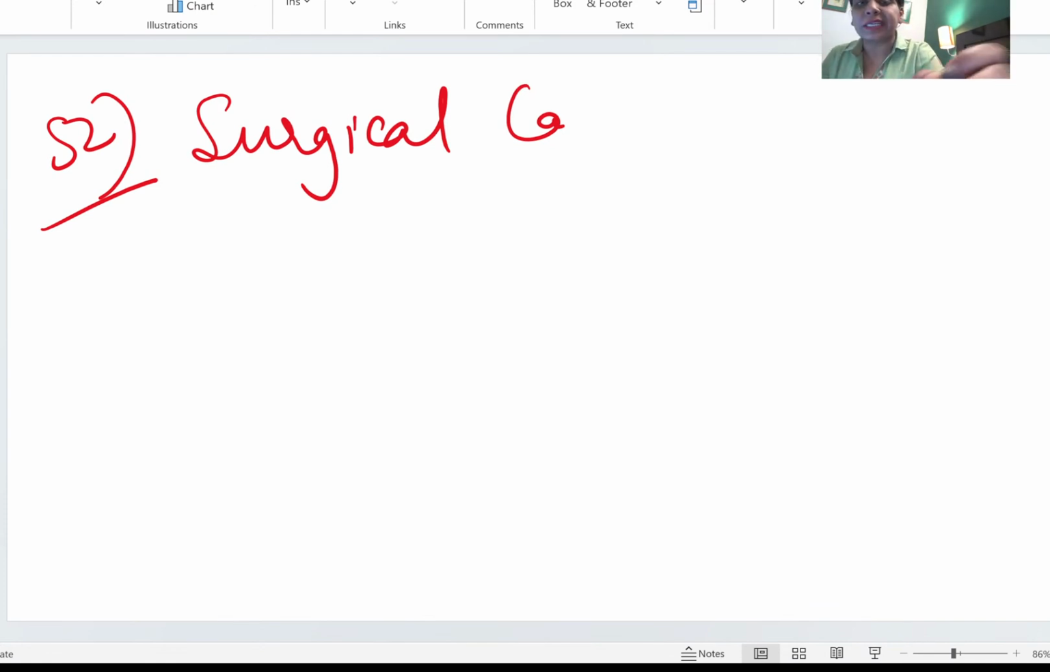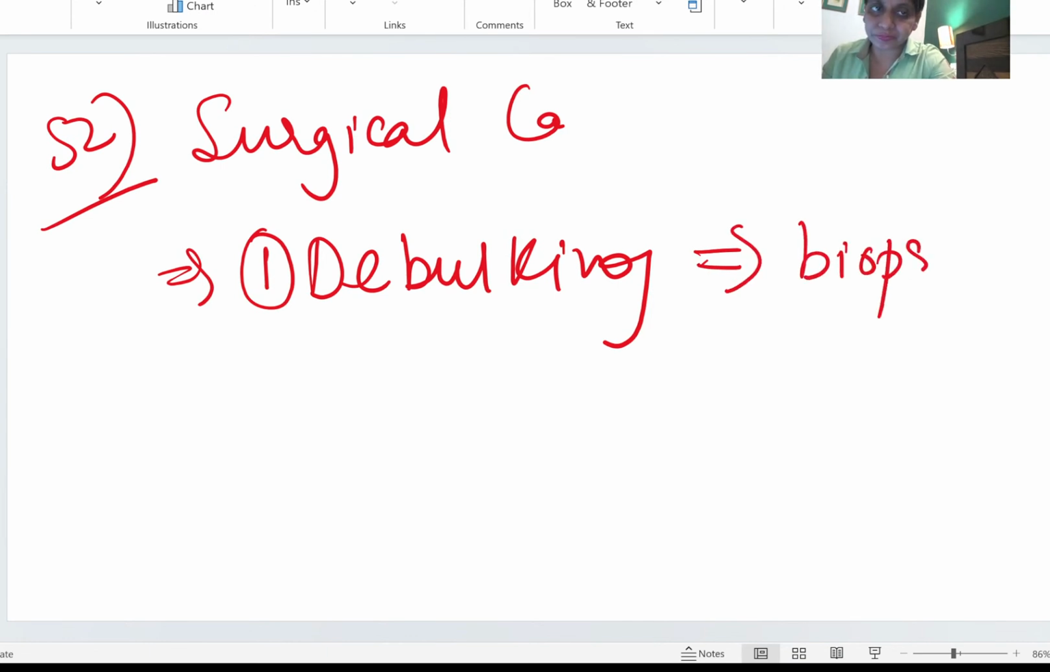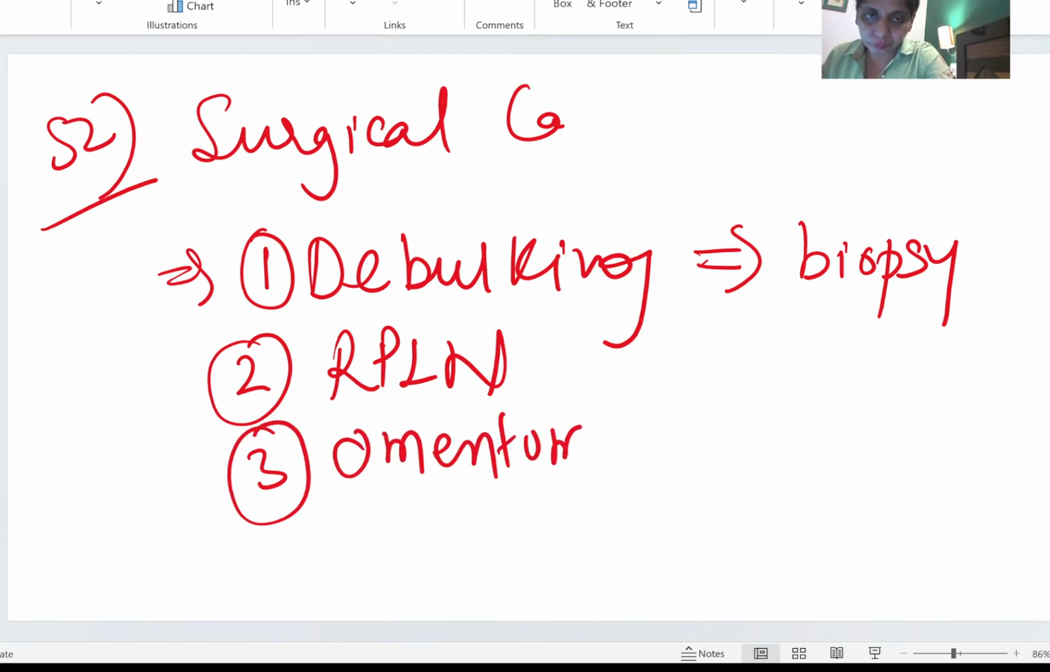And what is surgical staging? Number one step is debulking. What is debulking? Debulking means that you have to remove the tumor and whatever involved area you can remove. Okay, and then you have to send it for biopsy. Okay, number two, you have to remove all the suspicious areas and send it for biopsy.